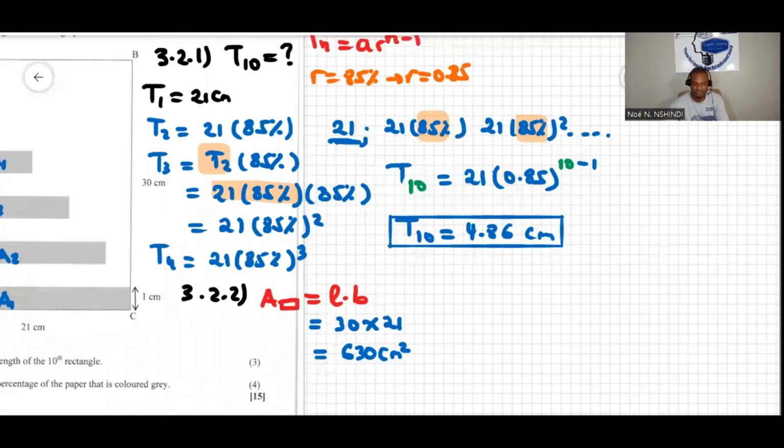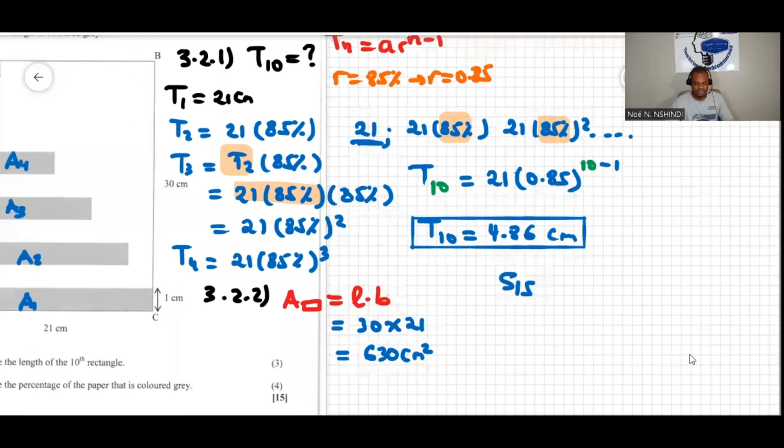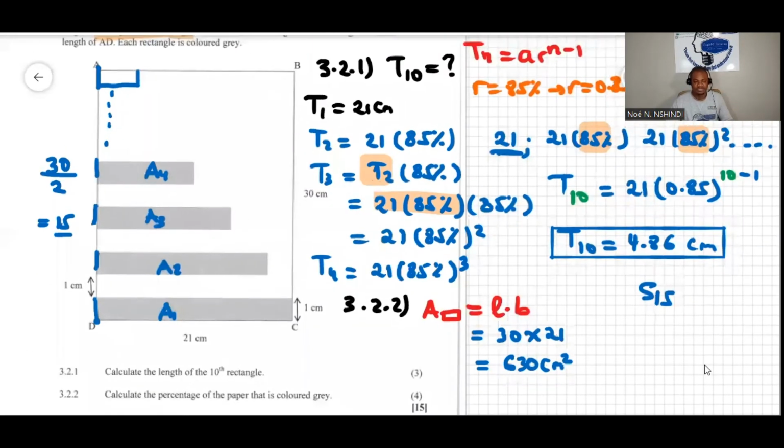Going to be the sum of 15 rectangles, S15. Before, let me get back here. So I guess you got why I said I want to go over it one more time to try to be more specific.